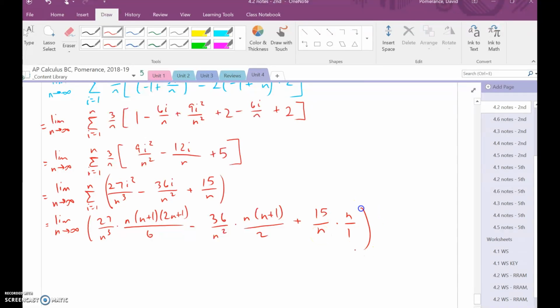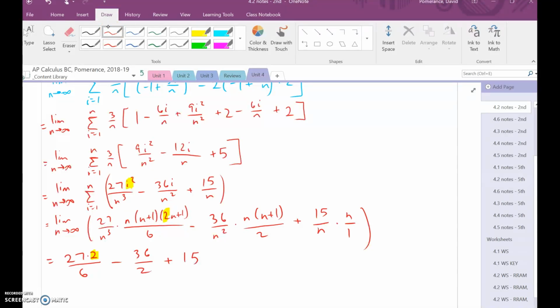And when we take the limit of each one of these, we'll see that we've got a 27 times 2 over 6 for the first term. We've got a 36 over 2 for the second term, and we've got a 15 for the third term. Quick note, people tend to forget about this 2. That's this 2 right here. That shows up when you have your i squared summation. So people will miss that because it's hiding inside there, but don't forget it.